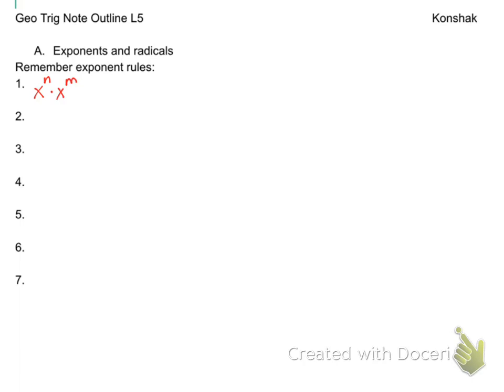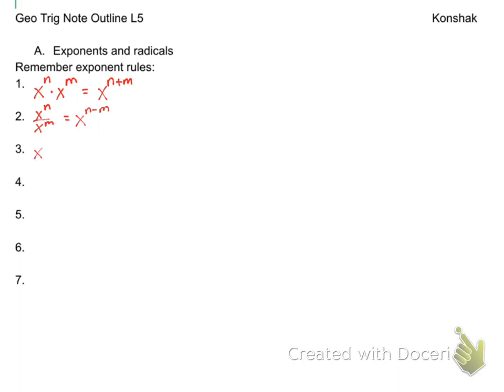X to the n times x to the m. What am I going to do? What do I do with the exponents? You're multiplying the bases that are the same. You add the exponents. So it's x to the n plus m. And if I go to the flip side of things, and I divide bases that are the same, what can you do with those exponents? Subtract them. So x to the n minus m. Everybody's good to go with those two.